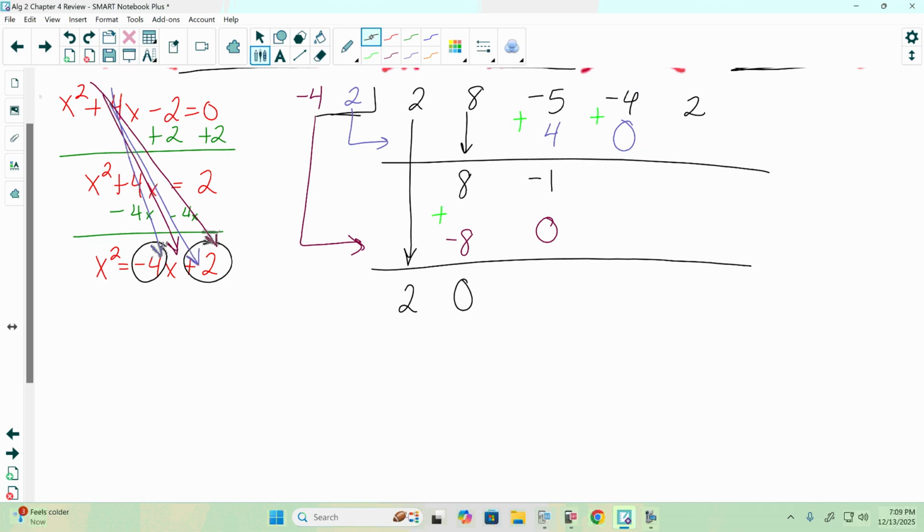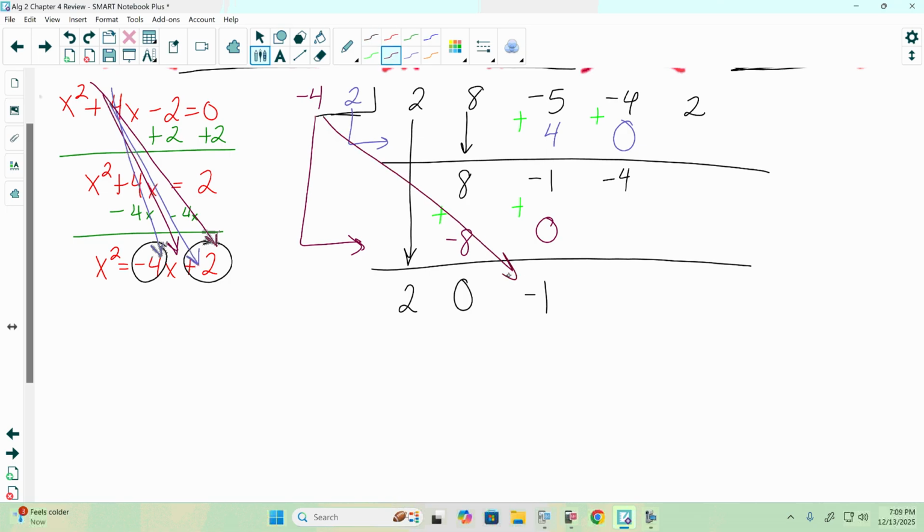Negative 4 plus 0 is negative 4. I forgot to add these two here, negative 1 plus 0, because we also have to add these two before we can do our next step. Negative 1 plus 0 is negative 1. We need to do this one more time.